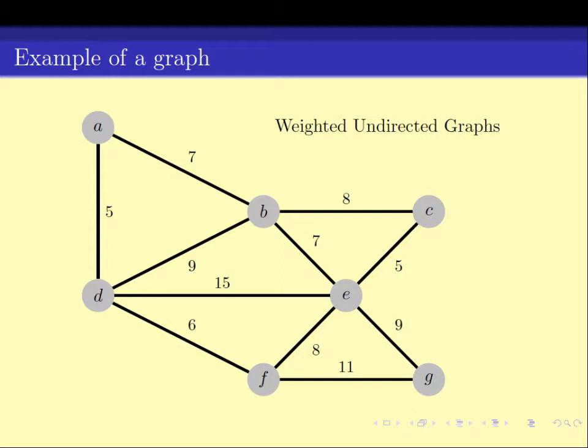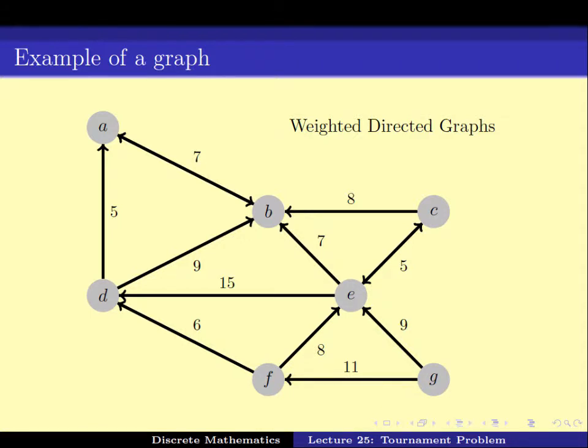And when the binary relation is not symmetric, that means A, D is not the same as D, A, then we represent it using arrows like this. So the arrow represents here that there is an edge from D to A, but there is no edge from A to D. So it's a non-symmetric binary relation. In this case, we call it a directed graph.